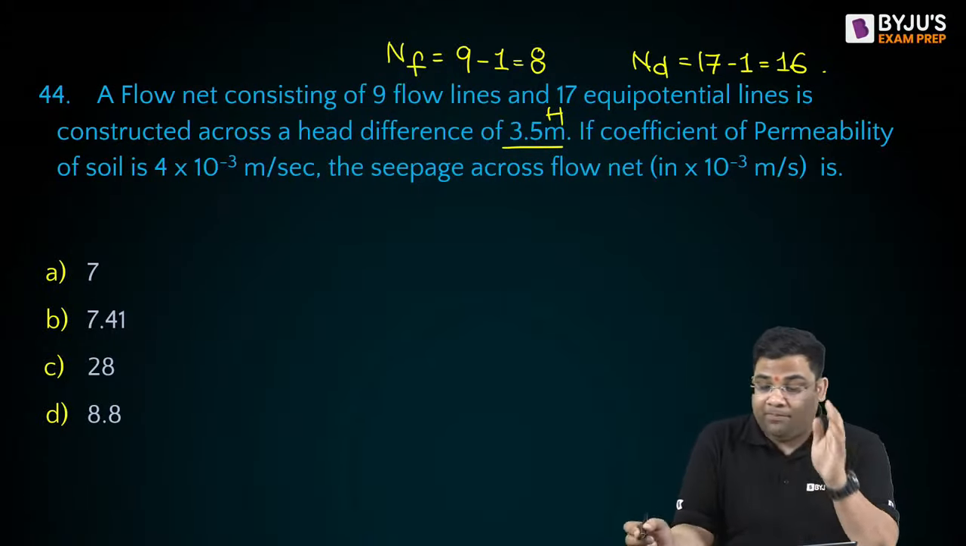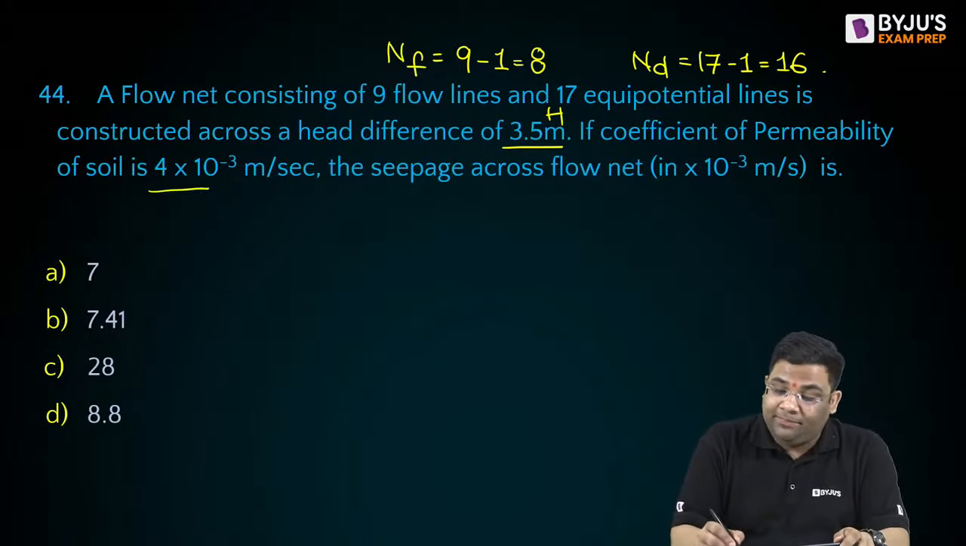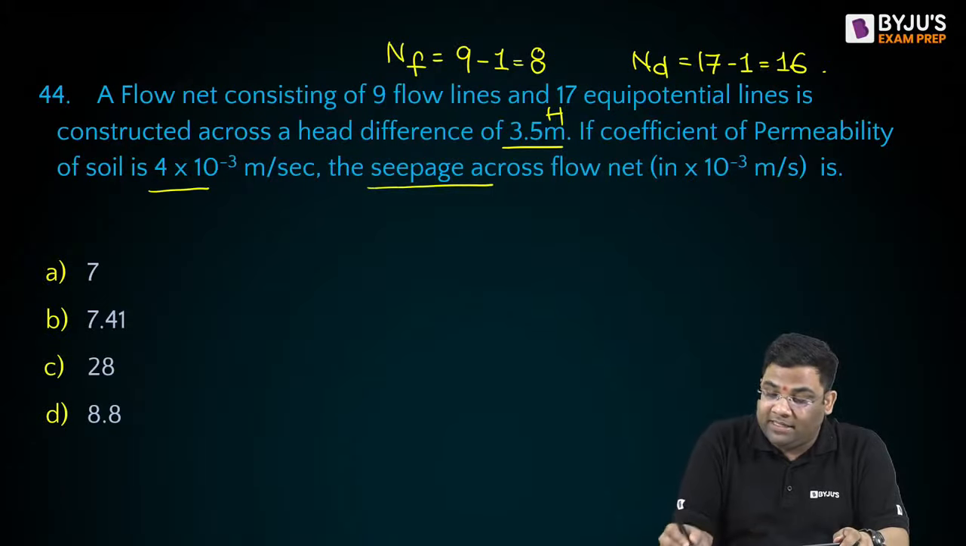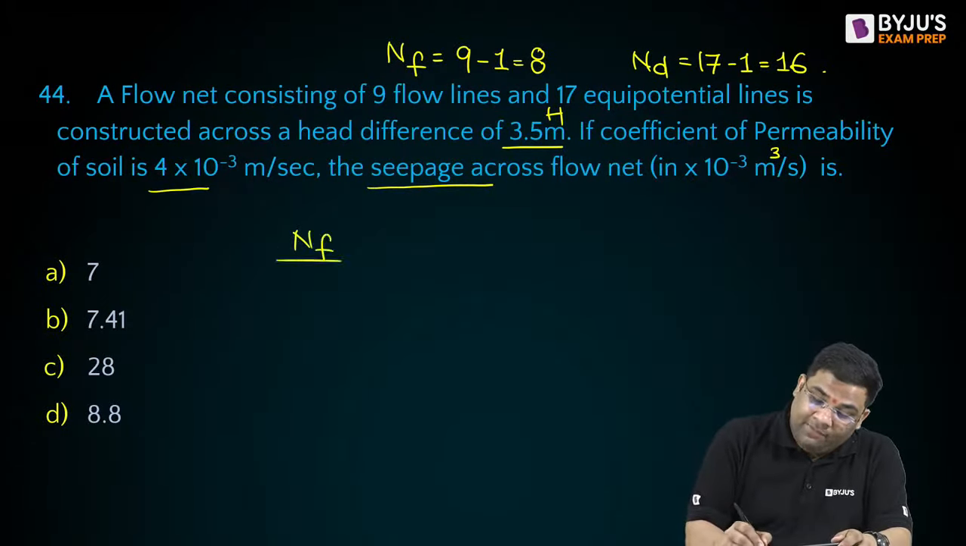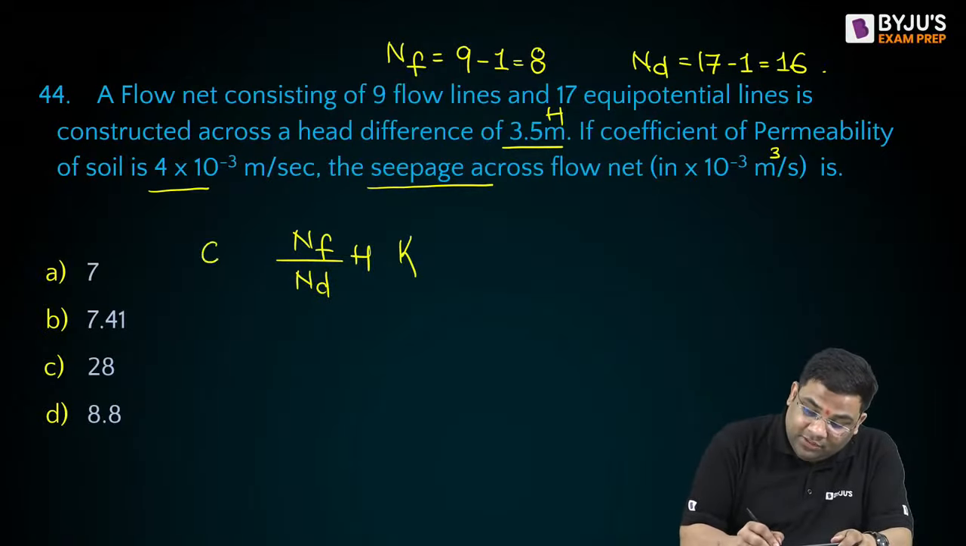The coefficient of permeability is this. Seepage we have to find, that is very easy, right? In meter cube per second. Very easy. The formula is NF by ND into H into K. Now this is your seepage.